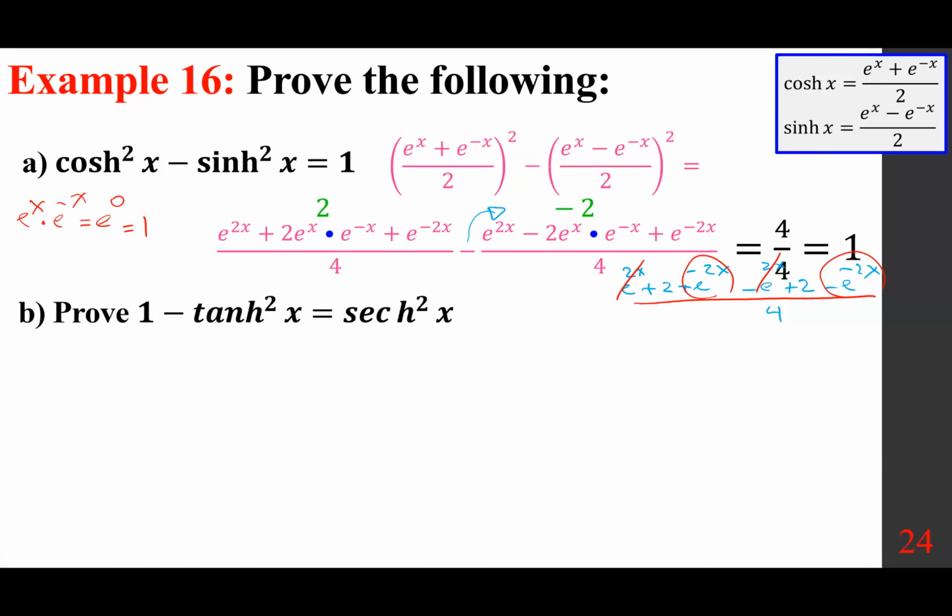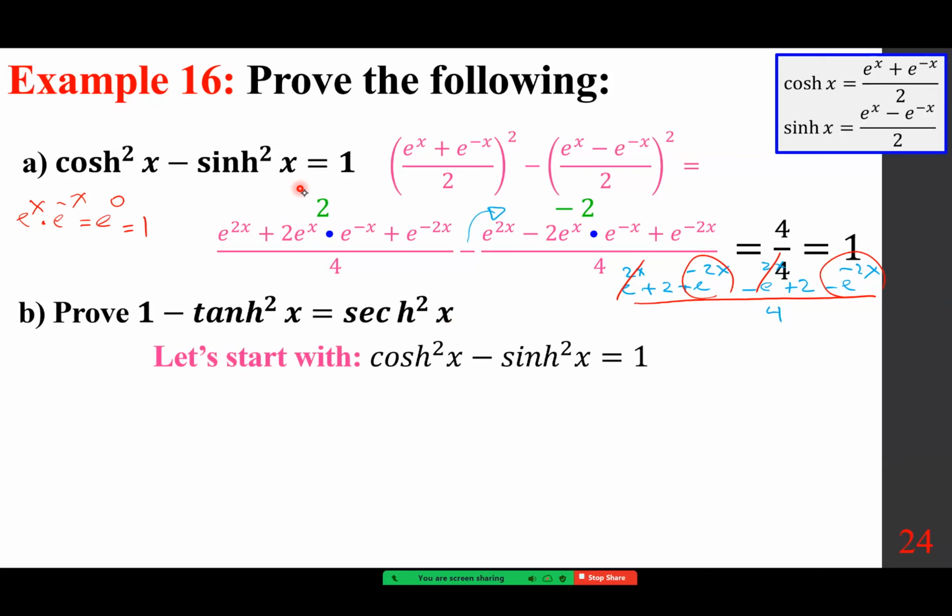Now prove 1 minus hyperbolic tan squared x equals hyperbolic secant squared x. In trigonometric functions, we had 1 plus tan squared equals secant squared. Okay, slightly different, but so what do we do? We start with what we just proved. We are going to start with cosh squared minus sinh squared equals 1.